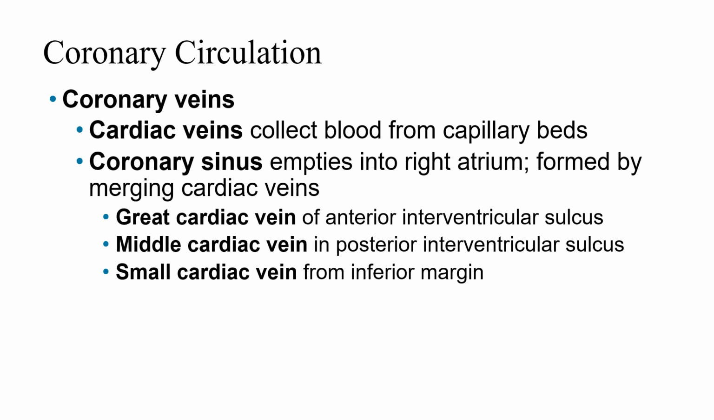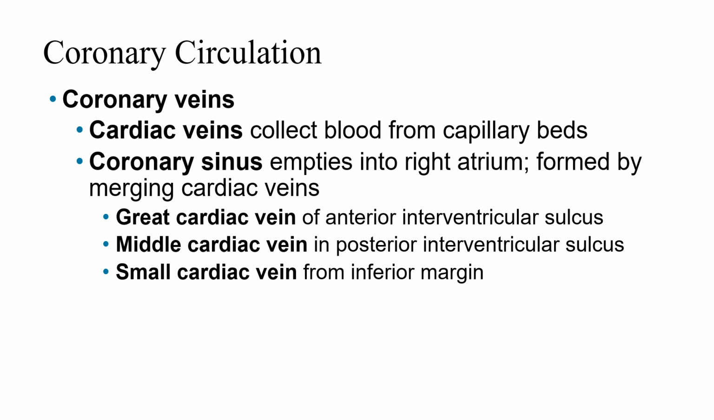So, arteries are backwards in the coronary section. What about veins? Well, sure enough, the veins are going to move blood away from the heart in this case. The coronary veins and the cardiac veins are collecting blood from the capillary beds, delivering it to a sinus. Anytime you see a sinus, you're basically emptying something there, a fluid. In this case, the sinus itself is emptying into the right atrium, and this is formed by the merging of these cardiac veins. So the great, the middle, and the small.